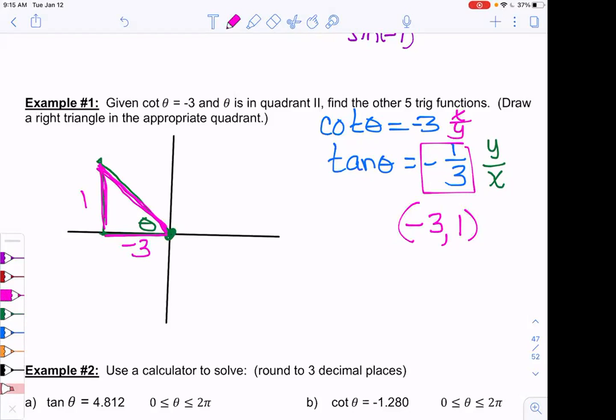We need to find the hypotenuse or the radius because really there is a circle going around this. That ordered pair -3, 1 is the point on the edge of the circle.